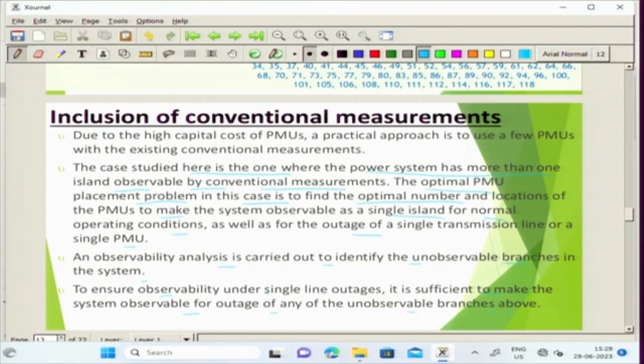So that means if conventional measurements are being considered, and there is any reason that the system gets islanded, then even in such scenarios the islanded system should continue to provide bare minimum observability of the system independently.